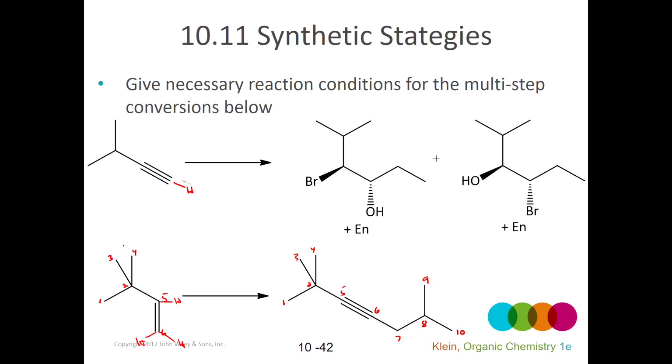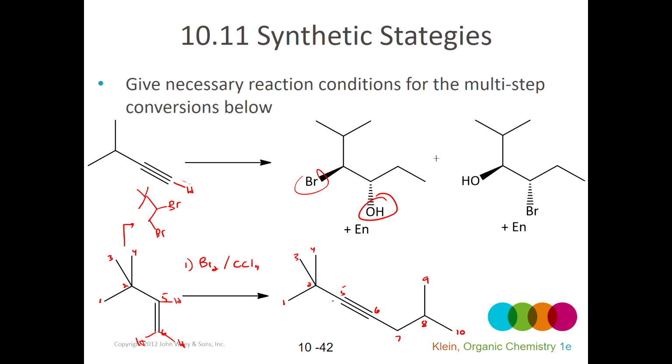So what I'm going to do first is to add Br2. And I'm going to do that in carbon tetrachloride to avoid any water coming in during the mechanism and creating the halohydrin we saw last time. So the Br2 is going to add across the pi bond, and it's going to create this structure here, where I'll have a Br here and a Br here.